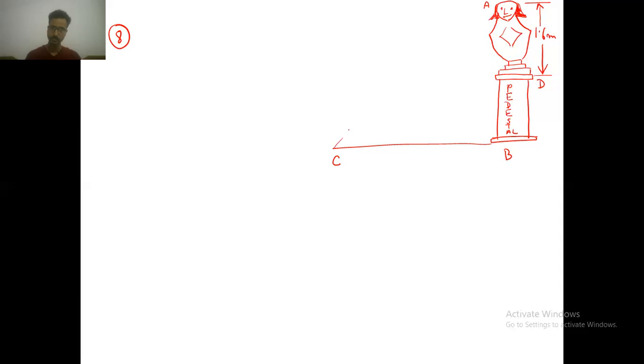That means if you join AC, this is your 60 degrees. Okay, this is given as 60 degrees.